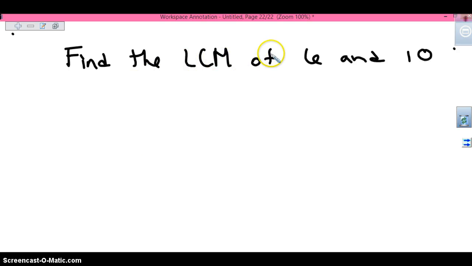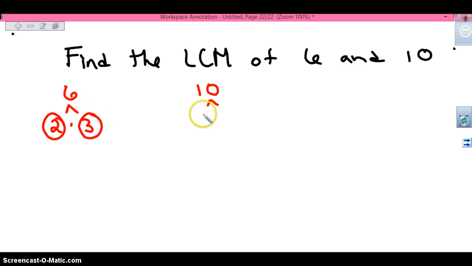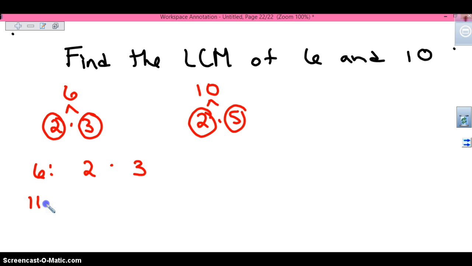Find the least common multiple of 6 and 10. The first thing we're going to do is find the prime factorization of both 6 and 10. We're going to start with the factor tree. So 2 times 3 is 6, both 2 and 3 are prime. The prime factorization of 10, 2 times 5. After we find the prime factorization of each number, we're going to list it. So 2 times 3 and 2 times 5. Then we're going to circle what they have in common. They have the 2 in common.